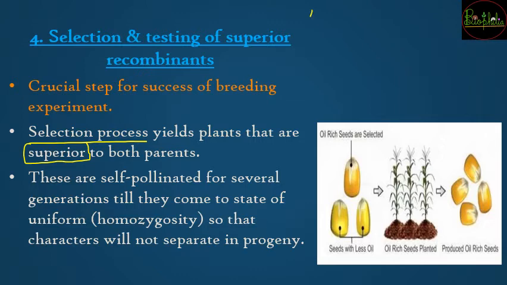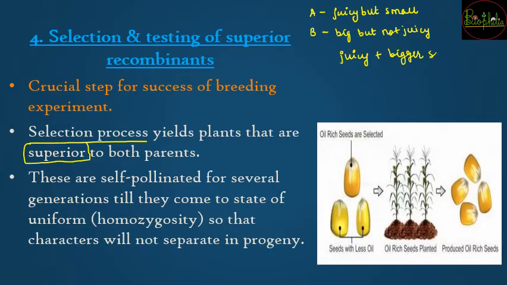For example, if you have chosen plant A, it is going to have juicy but small fruit, right. If you have chosen B, which is going to be smaller in... bigger in size, but it is going to be not juicy. So in this case what do you expect? That if crossbreeding has happened, then the progeny is going to be juicy as well as bigger in size. So this is going to be the fruit, or the plant, which is going to be superior to both the parents.